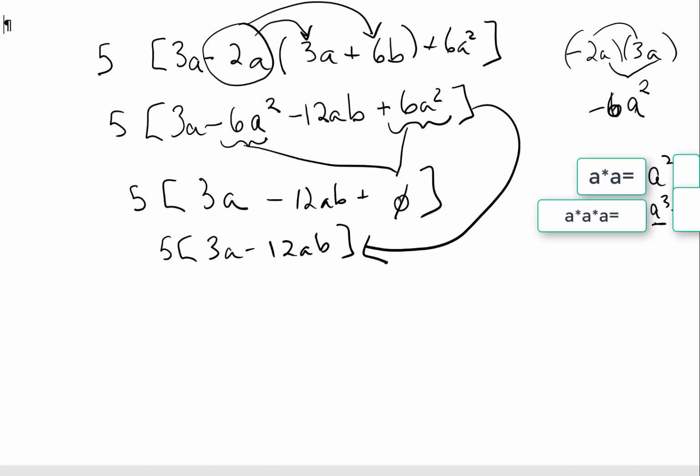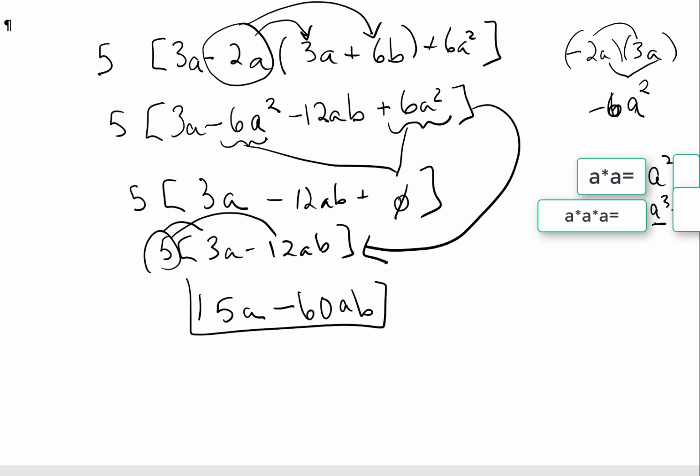And now I distribute my 5 inside the parenthesis. 5 times 3a is 15a. 5 times negative 12ab, well, 5 times a negative 12, a negative times a positive is a negative. And 5 times 12 is 60, and there's the ab. So 5 times negative 12ab is negative 60ab. And that would be my answer, my simplified answer to this problem.